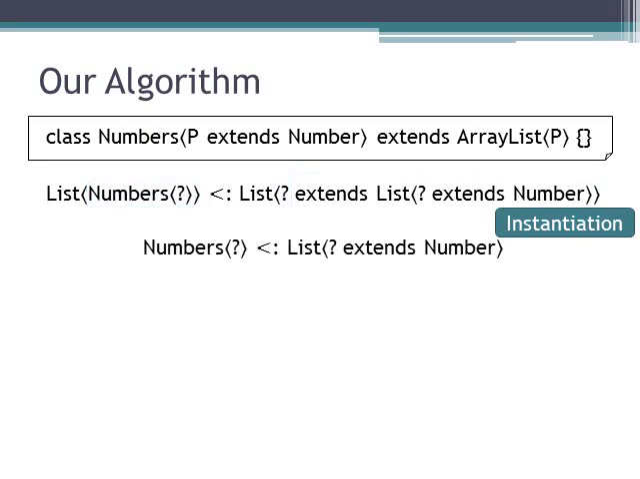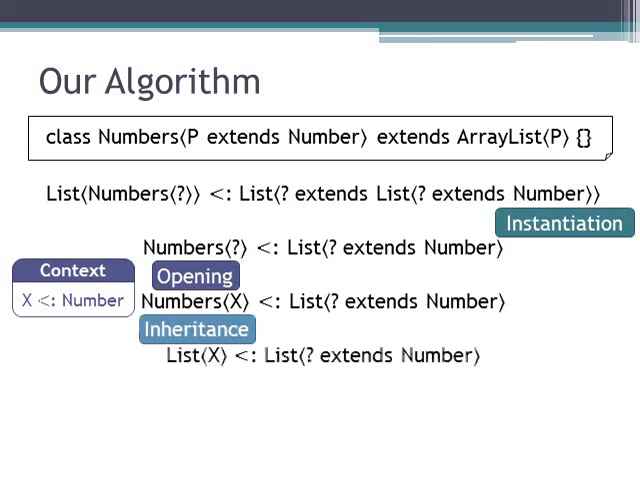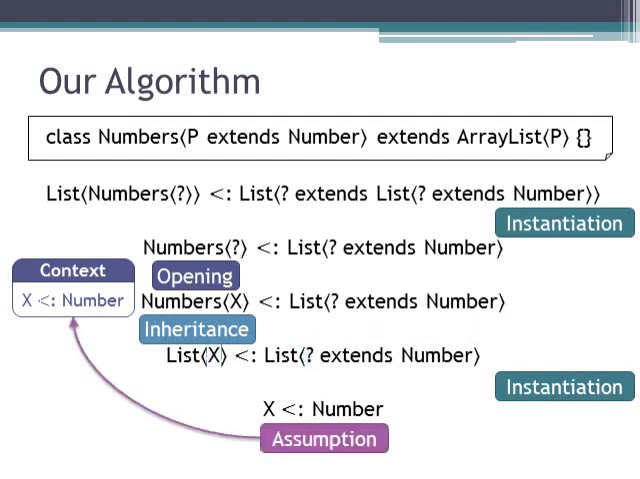Here what we do is, since we have a wildcard on the left side, we open that wildcard as a fresh variable x, and we add any constraints on that wildcard to the context. In this case, there are no explicit constraints on the wildcard. However, because of this constraint on the parameter, x is implicitly constrained to be a subtype of Number. Now what we do is we use inheritance to phrase both types in terms of List again, taking advantage of the fact that Numbers<x> is a subtype of ArrayList<x>, which extends List<x>. This allows us to instantiate this wildcard, and then again, we use recursion to check whether the constraint holds after instantiation. Now, we simply assume the constraint from the context, showing that these two types are subtypes of each other.